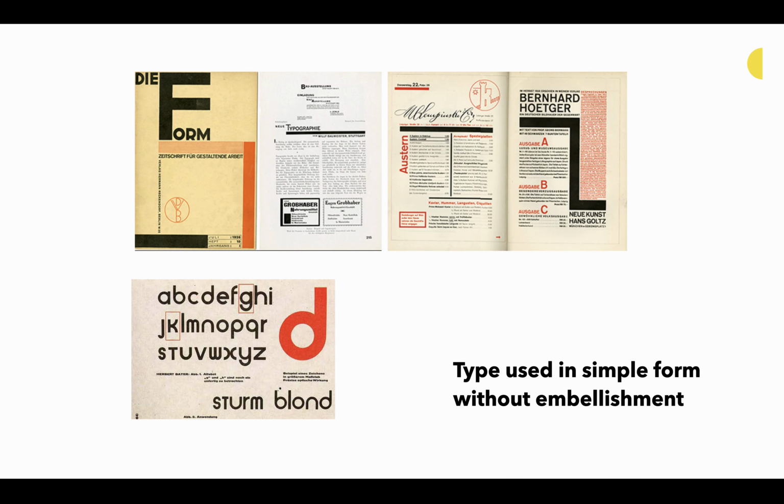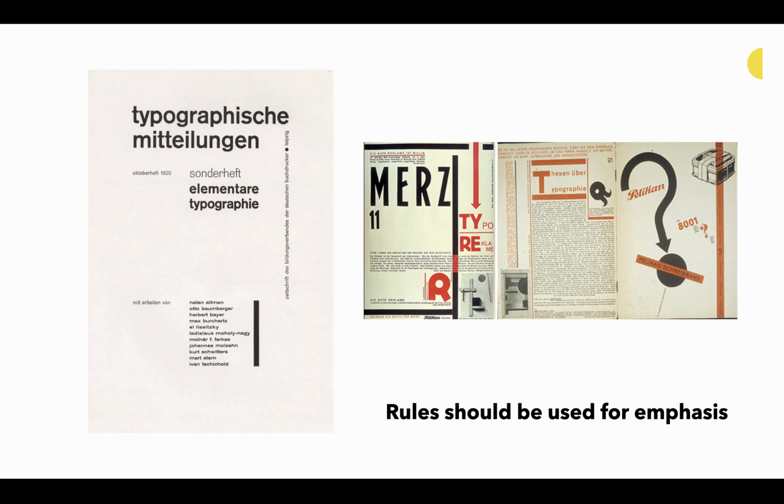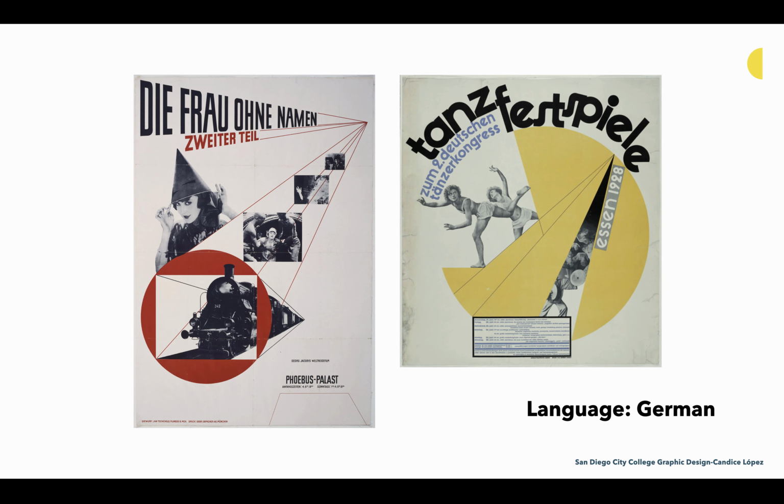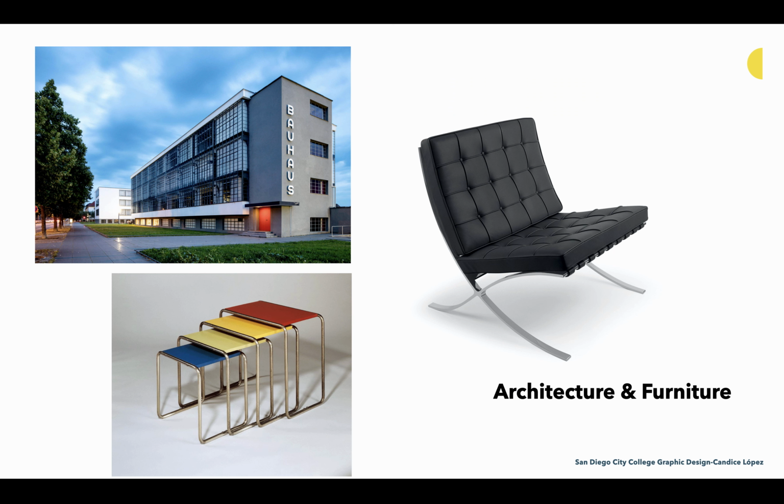Type is used in a really simple form without embellishment. And rules are often used for emphasis. The language in these pieces is going to be German. Now, for the Bauhaus, it might be architecture like this or furniture.